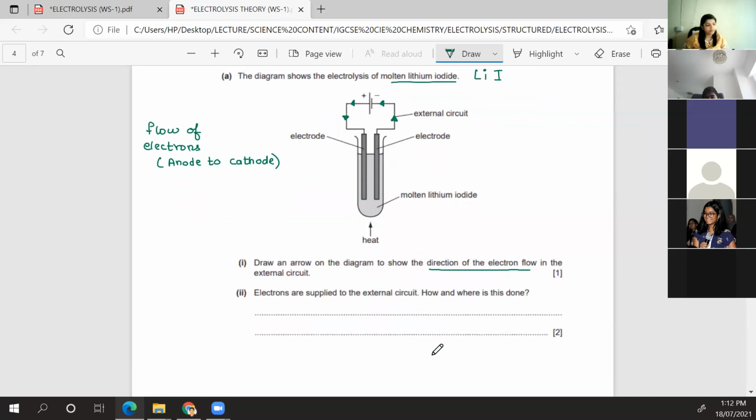Next one, electrons are supplied to the external circuit. How and where is this done? So we can say that at anode, oxidation takes place, which is loss of electrons.